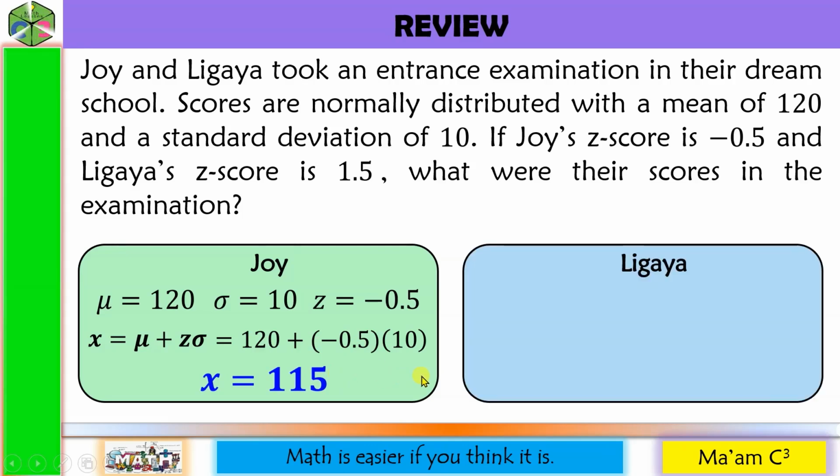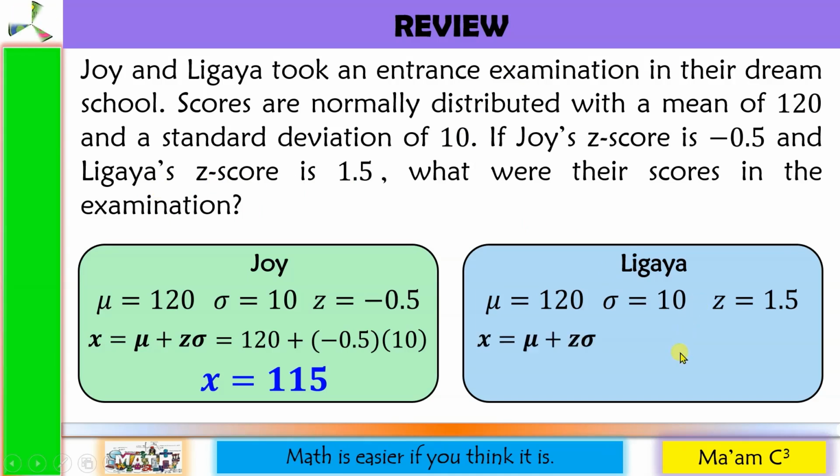Now, let us have Ligaya. Again, the mean is 120. The standard deviation is 10. Ligaya's z-score is 1.5. Let us substitute this to our formula. 1.5 times 10 is 15. 120 plus 15 is 135.